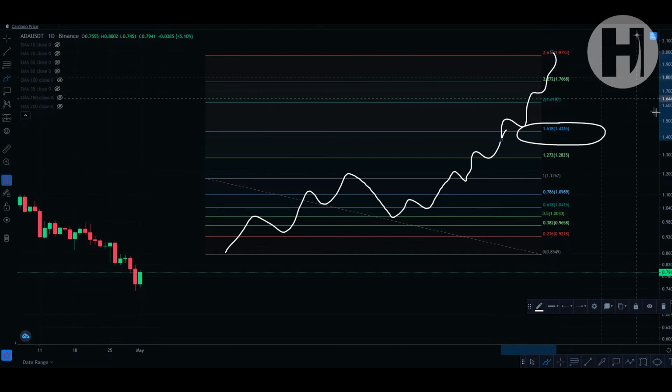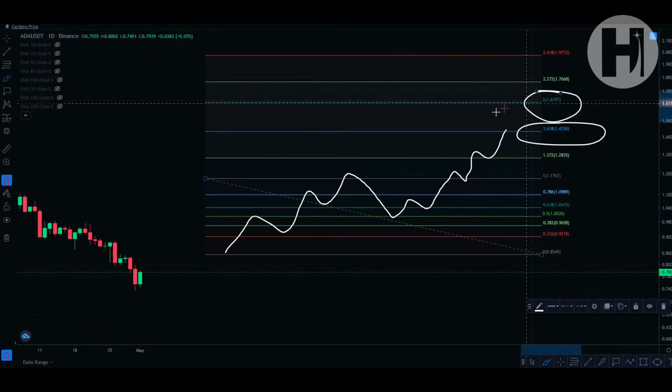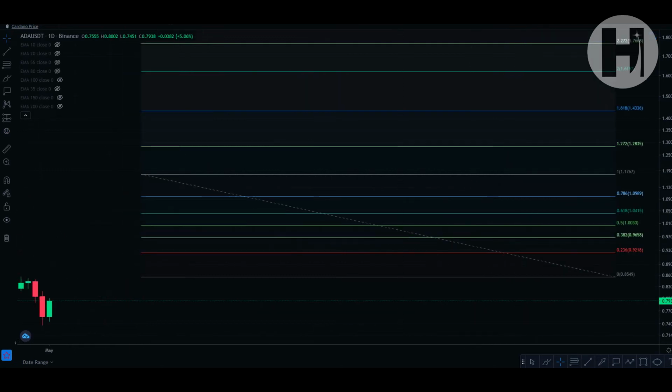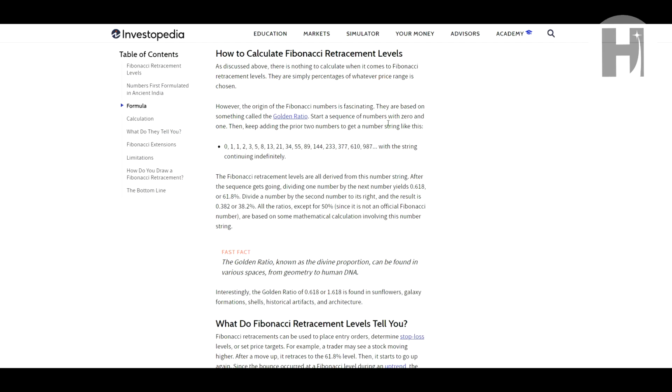But usually when I get to the second fib level, I reset my fib and just find a new swing low and a new swing high, and then start working from scratch over there. And yeah, those are just the levels. Now, I just want to go through how you get these levels, basically, okay? Because it's quite interesting in my opinion.